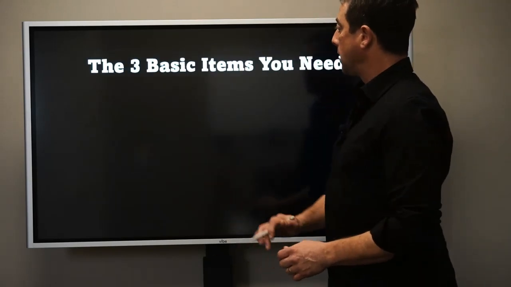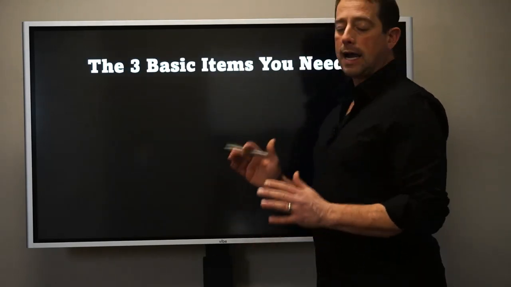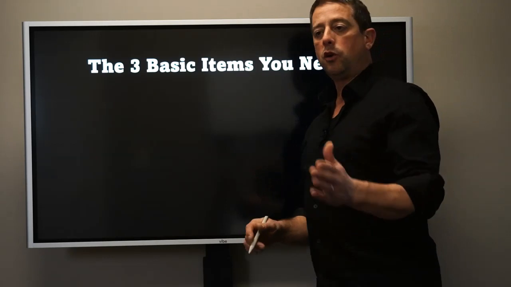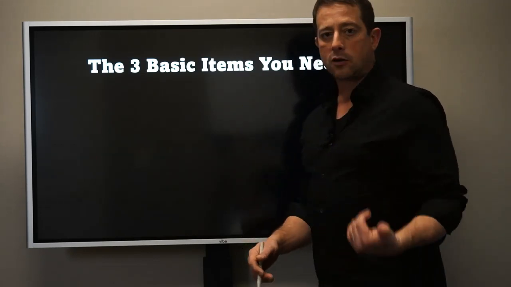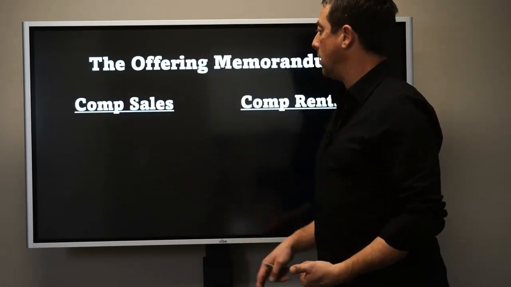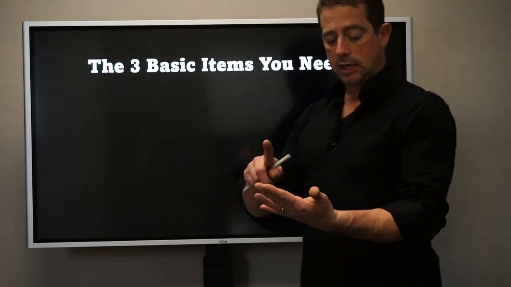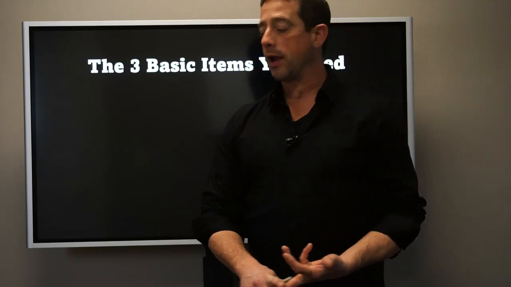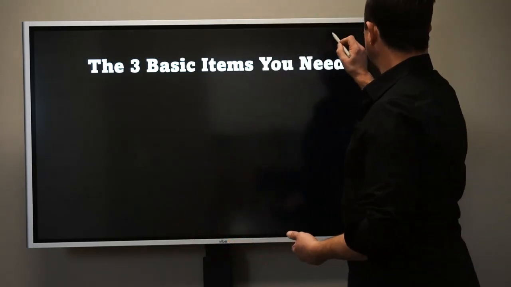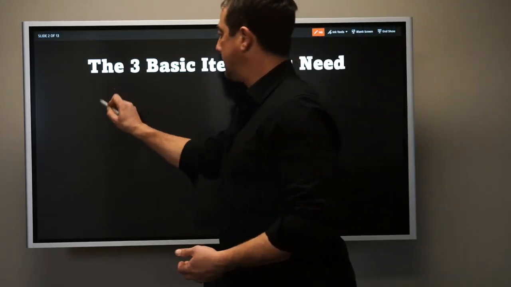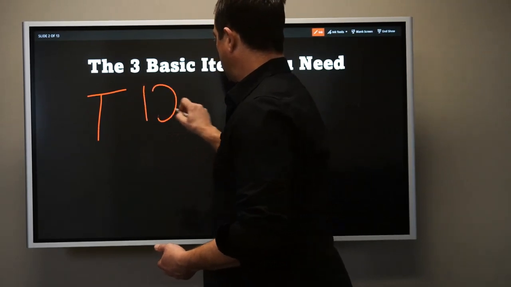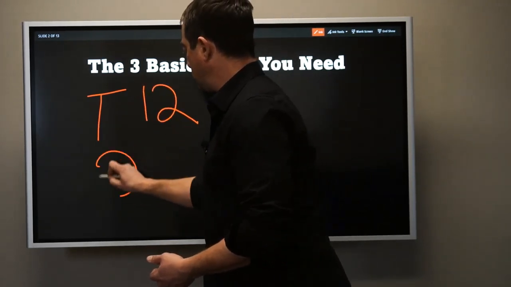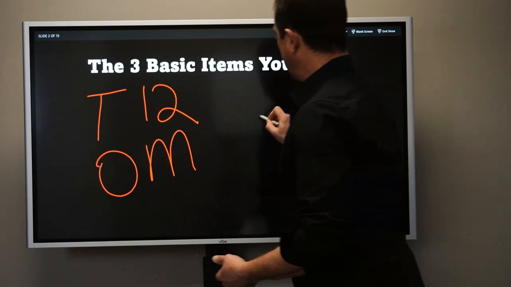So getting started, the three basic items that you need when you first go out and get data, or you want to first analyze a deal, are going to be the rent roll, the trailing 12, and the offering memorandum. All right, so I'll write that up here. That's going to be the T12, the OM, and the rent roll.